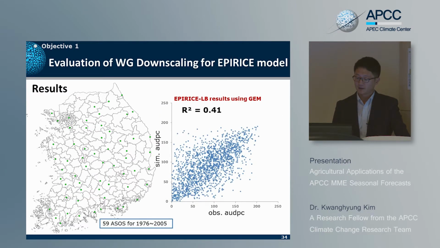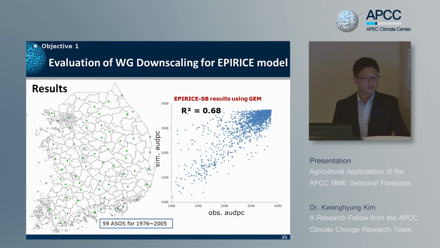All 59 ASOS stations and all 30 years of data were used to run the EPIRICE model, as you can see here, and the observed and simulated results were compared, as shown here. Pretty good R-squared were obtained with this GEM downscaling method. This shows the sheath blight EPIRICE model result, and you can also see relatively good R-squared for this model.